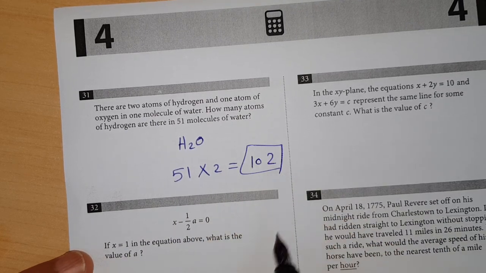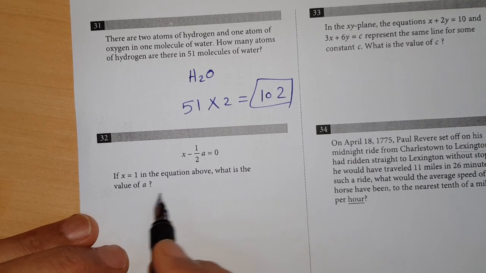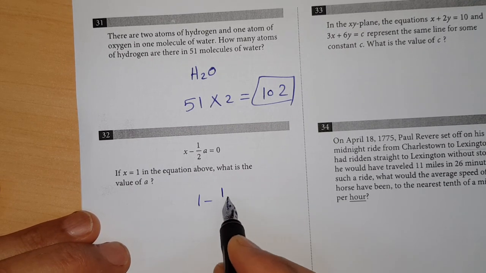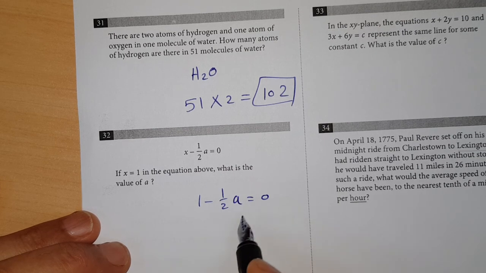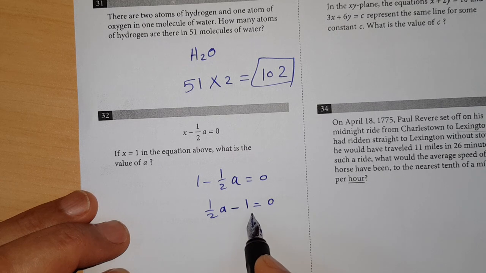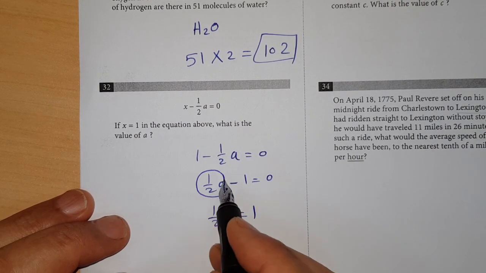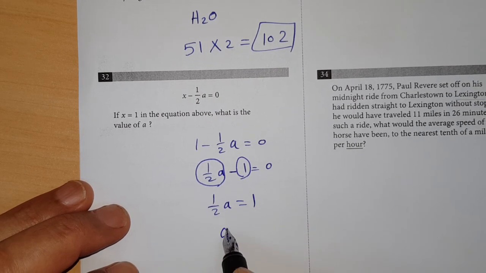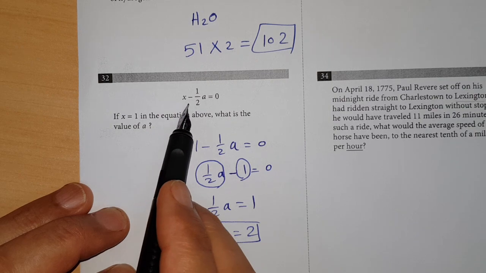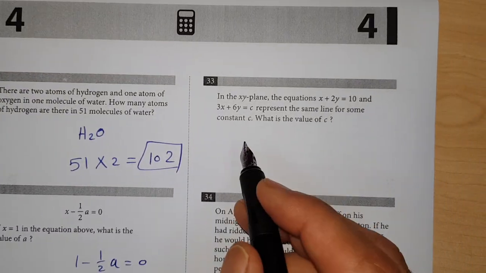This is the answer. x minus half a is equal to 0 if x equals 1 in the equation above. What's the value of a? So I put x equals 1, 1 minus half a is equal to 0. Multiply by negative 1, so half a minus 1 is equal to 0. The difference between 2 amounts equals 0. This means half a and 1 are equal. So a equals 2. That's easy. From the beginning I could write 2 here, but I want to show you how to solve it. Just a normal linear equation.